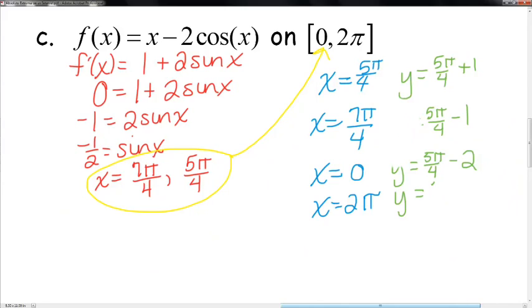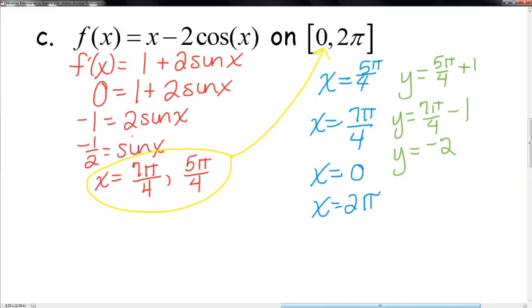Sorry, guys. This is wrong. Kept plugging in 5 pi over 4. Sorry about that. So here, this one is going to be 7 pi over 4, and then that would be positive 1/2, so this will be minus 1. 0 would be 0 minus cosine of 0 is 1, so this will be negative 2. And this will be 2 pi minus, well, it's essentially the same thing as 0, so 1, so minus 2.